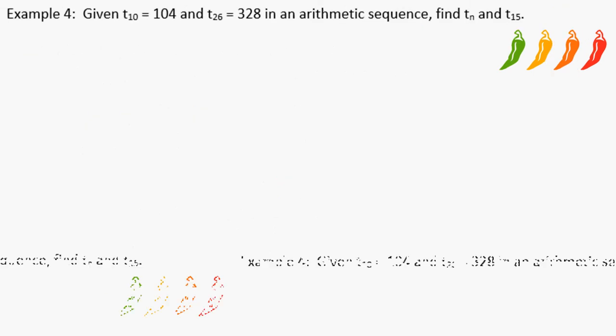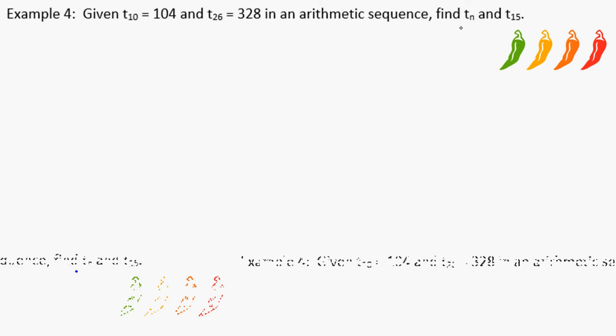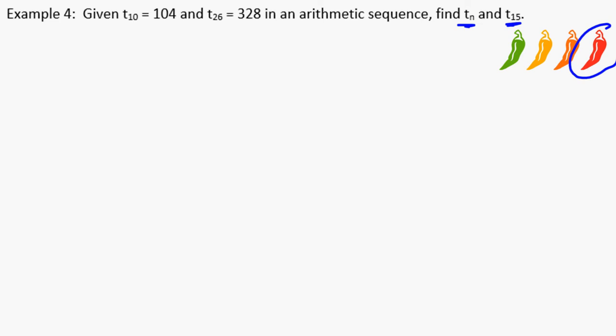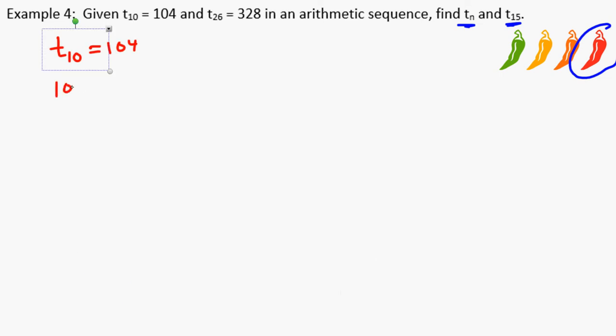Here we go. So T10 is equal to 104, T26 is equal to 328. In an arithmetic sequence, find Tn, so the general term, and find T15. So here we go. We're a little spicy. This is as spicy as it really gets here. So I know, again, we'll do two sides here. So I know that T10 is equal to 104. That means that 104 is equal to A plus 10 minus 1 D. So 104 is equal to A plus 9D.